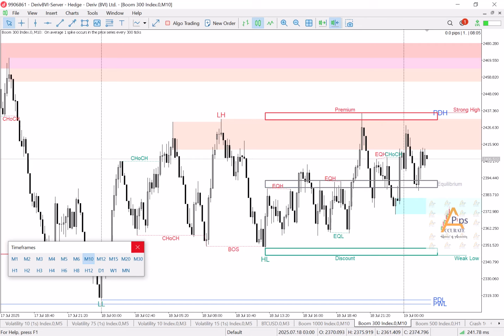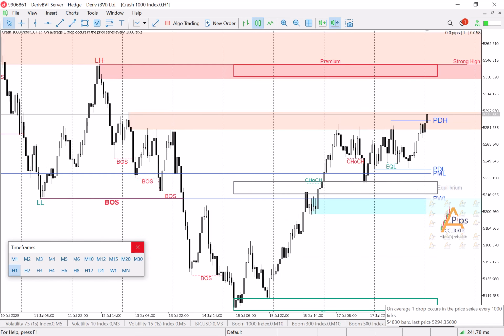All right. Then let's go to Crash. So this is Crash 1000. As you can see, price taps into this zone here and then sold. Price taps into the zone here and then bought, tap here, sold. But remember, we are not just buying or selling from the zones. Okay, we are going to buy or sell from zones based on trend. This one I'm just showing you how price is reacting to these areas.